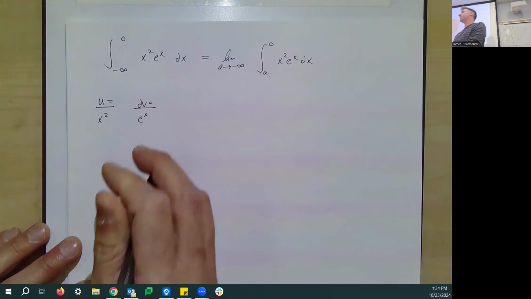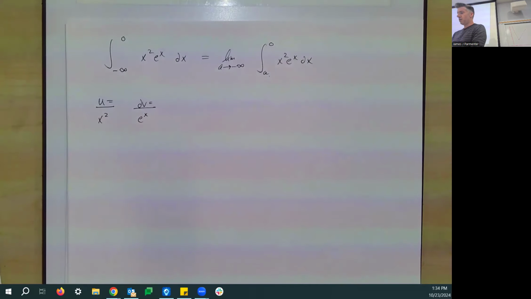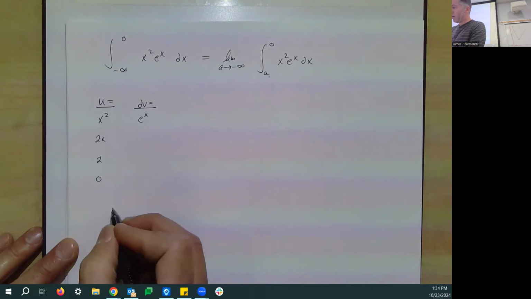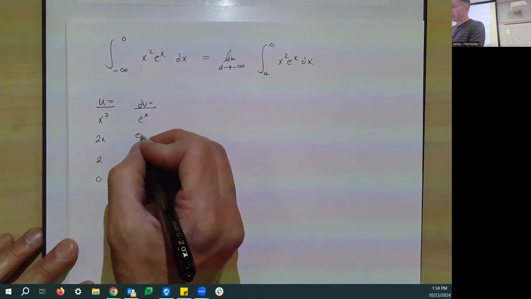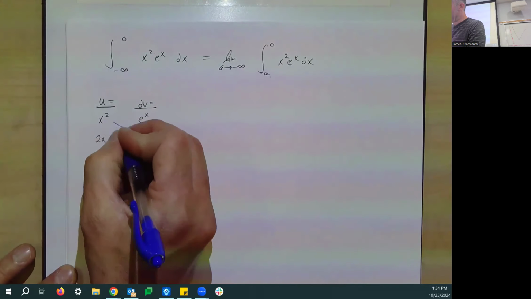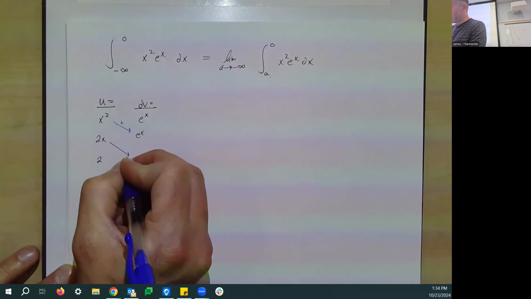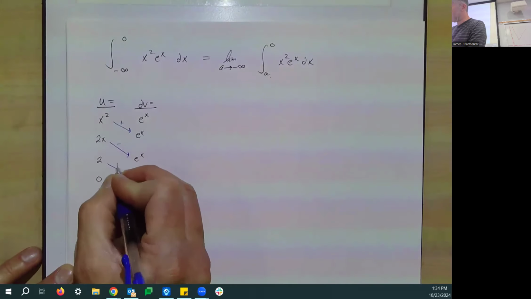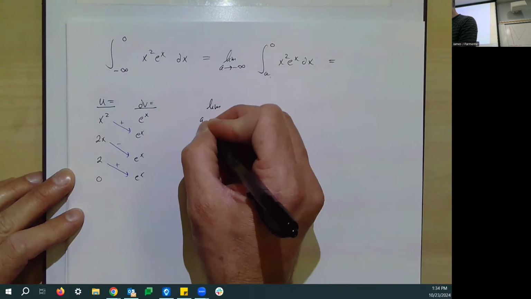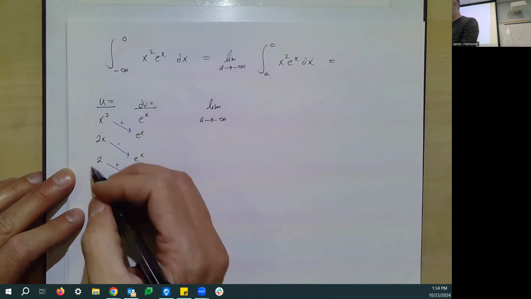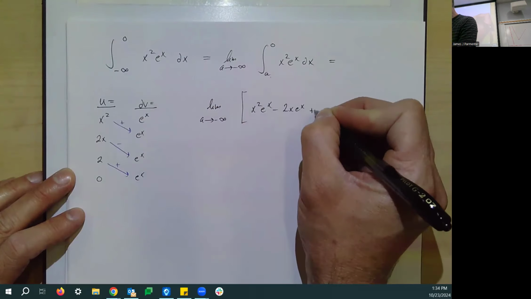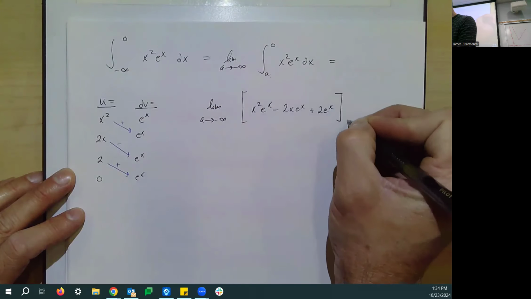e to the x. I'm not going to write the dx because we typically don't when we're doing it tabular style. All the derivatives of x squared until we get to 0: 2x and then 2 and then 0. All the antiderivatives of e to the x, which is just e to the x every time. And then we do positive x squared times e to the x minus 2x times e to the x plus 2 times e to the x. So this is going to equal the limit as a approaches negative infinity of this hot mess here, x squared e to the x minus 2x e to the x plus 2 e to the x, evaluated from a to 0.